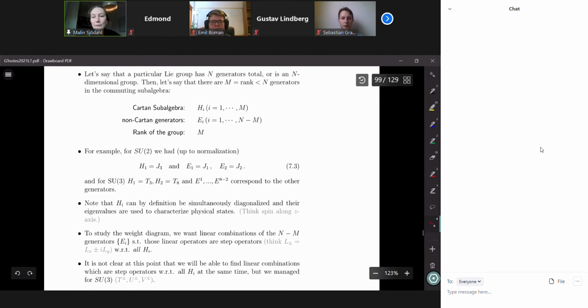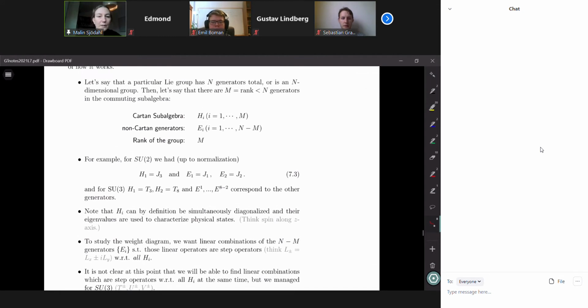Okay, so as an example, we had for SU2 only one commuting operator, and that was J3. J1, J2 did not commute with J3. Instead, we combined J1 and J2 to create the step operators. For SU3, we have 2 simultaneously commuting operators, so T3 and T8 equals Y, and the others would correspond to the other generators.